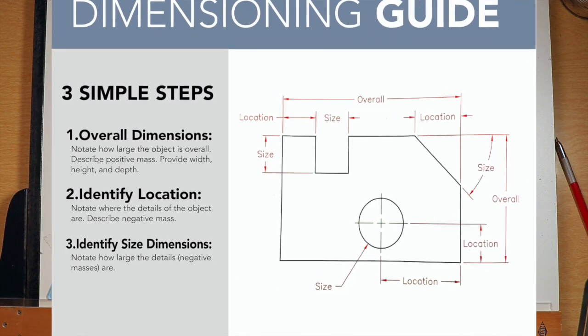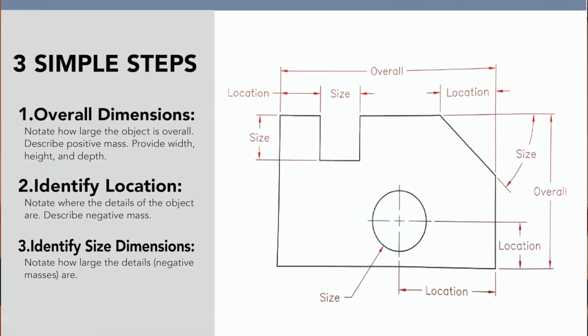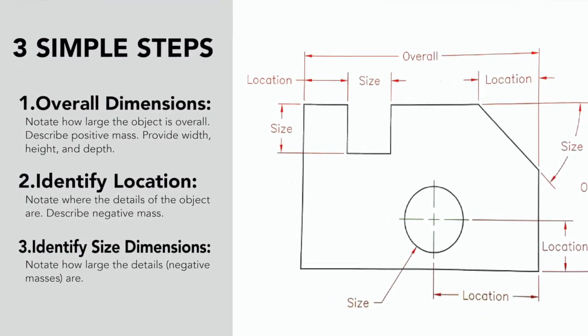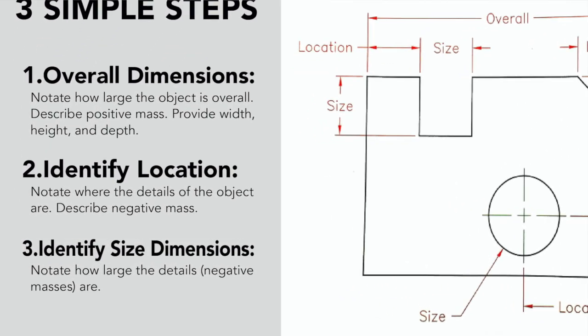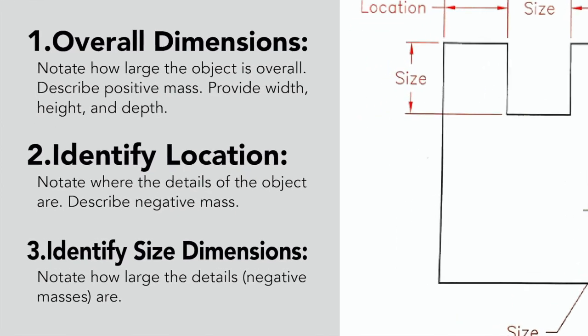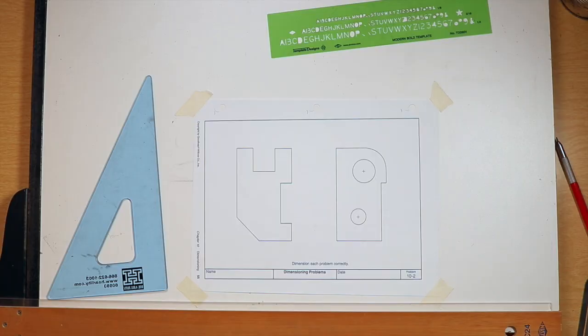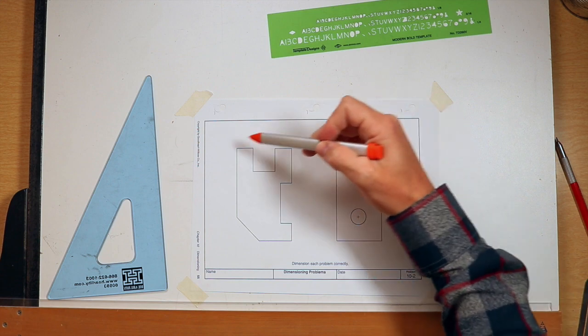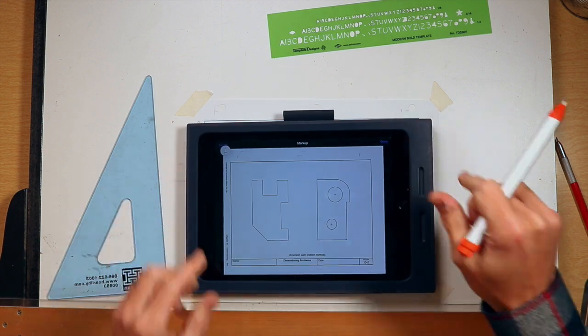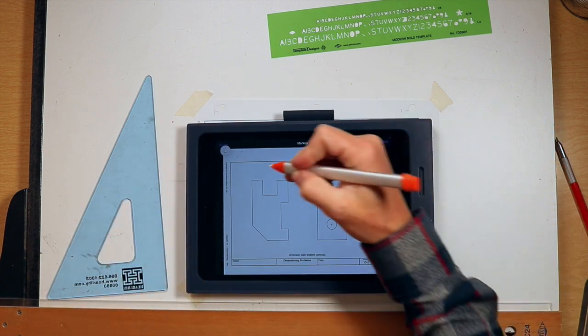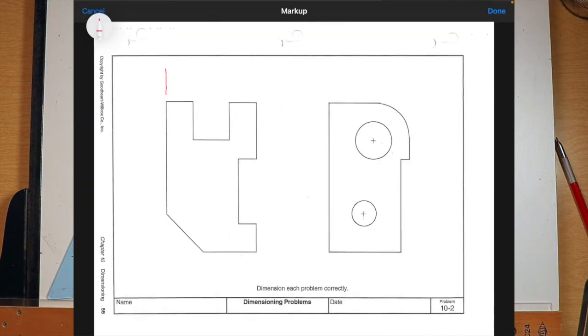Remember to refer to your dimensioning guide with those three simple steps. Give your overall dimensions, identify the location of certain features, and then identify the size dimensions. So I'm going to go ahead and just start with a brainstorm of what's going to be needed for this dimensioned object. So we know that we're going to need the overall size. So I'm going to start with the width and extend off of this and say I'm going to need that dimension here. The overall height I'm going to put on this side.